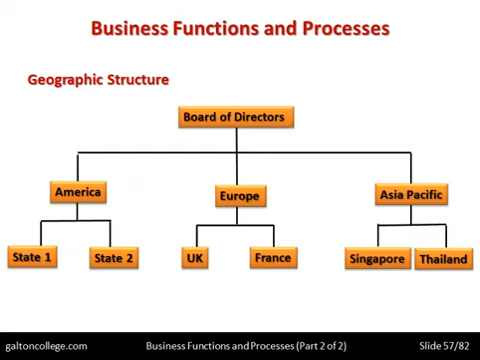It could be geographic. For example, the board of directors, and it could be America, and we could have California as state 1 and Oklahoma as state 2. We could have 50 states in America. We could also have North America and South America. We can have Europe. Here I've just listed UK and France. It could be UK, France, Germany, Sweden, Spain, and so on. So there can be different countries under Europe, or Asia Pacific, Singapore, Thailand, Malaysia, Indonesia, and so on. So it could be a geographic structure which simply works out the structure of the business in terms of those major areas. And that's a possible way of designing the business.